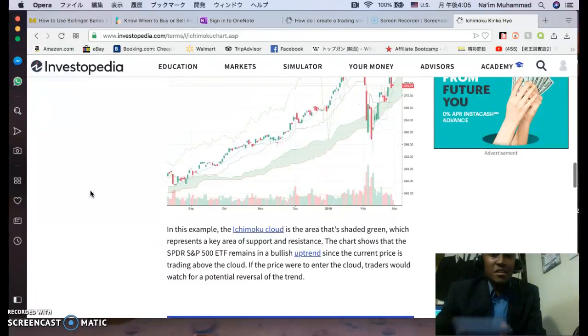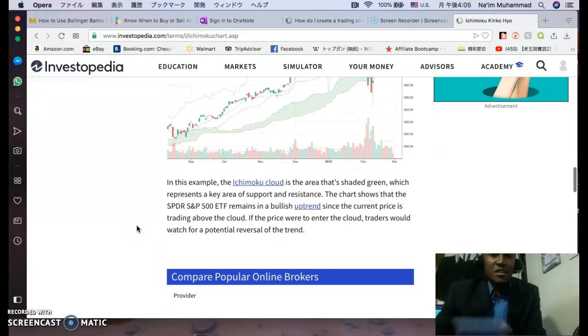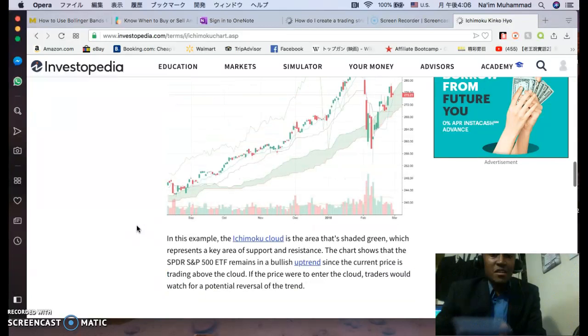The chart shows that the SPDR S&P 500 ETF remains in a bullish uptrend since the current price is trading above the cloud. Take this with a grain of salt, especially since it's an ETF and not a crypto. Conversely, if the cloud was above the price, that would mean it's in a bearish downtrend.